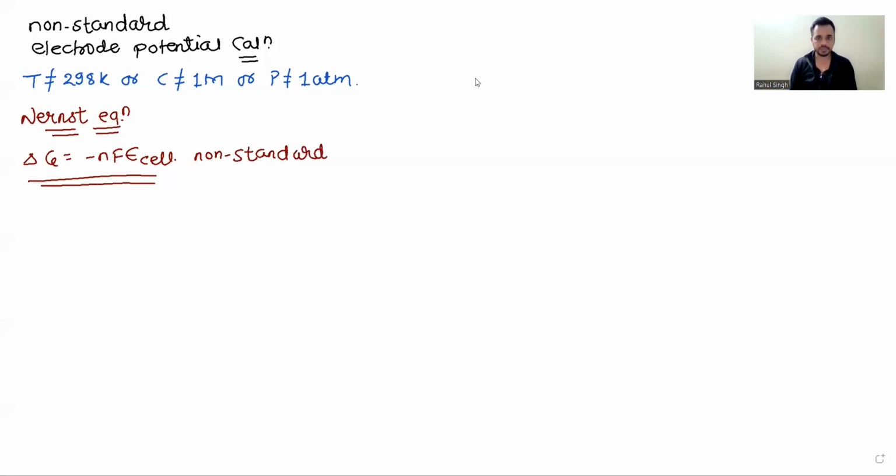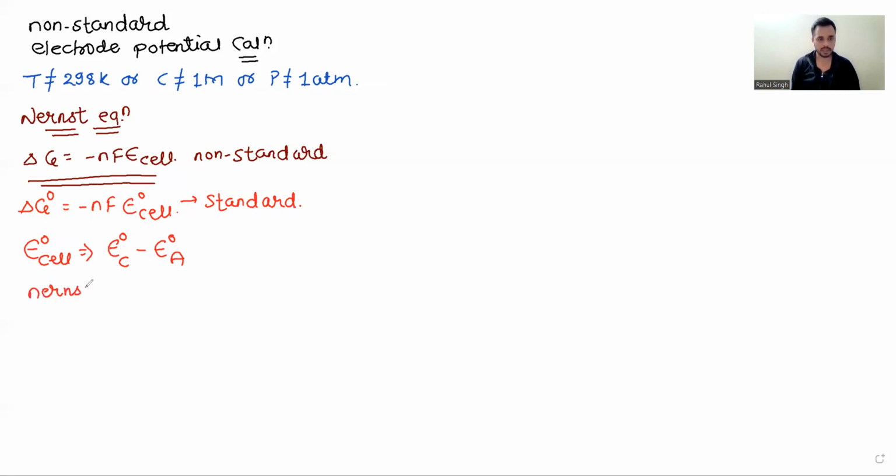After that, we saw the standard condition. Always remember, whenever we say standard, we use the naught superscript. So minus nF E naught of a cell will be there, and to calculate E naught for the standard condition, one more shortcut is E naught of cathode minus E naught of anode.